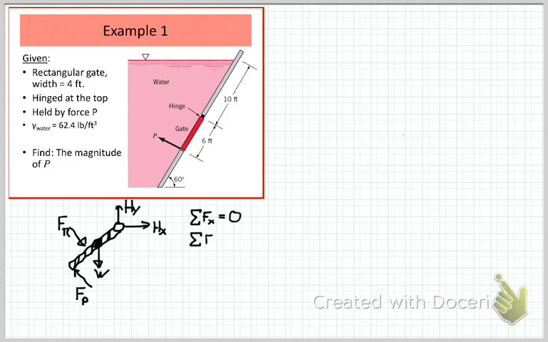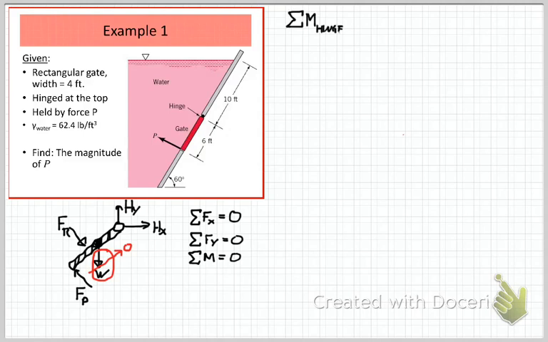So we know, since the gate's not moving, the sum of the forces in both the x and the y have to equal 0, as well as the sum of the moments about any point has to equal 0. The gate's not spinning. In this case we don't get any information about the weight force, so we'll assume that the weight of the gate itself is negligible.